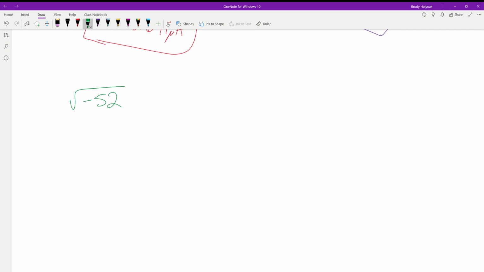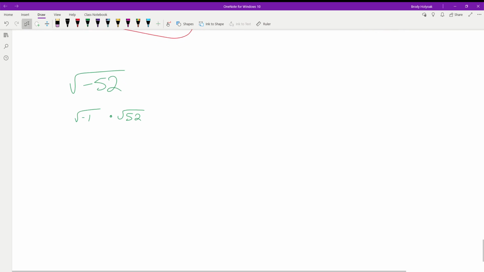Calculators are only so smart. The idea behind this is we can separate this guy out, so we have the square root of -1 times the square root of 52. It's just a power that we're splitting apart. So when we get to this point, what does this become? I. So now we can just put that into our equation, and when we're solving for it, we throw it back into the equations and things are going to work out.